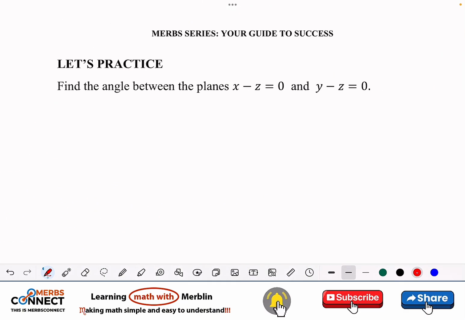So let's take one example and then let's see what we can do. So find the angle between the planes, then we have this and that. So these are the equations of the planes, right? These are the equations of the planes.